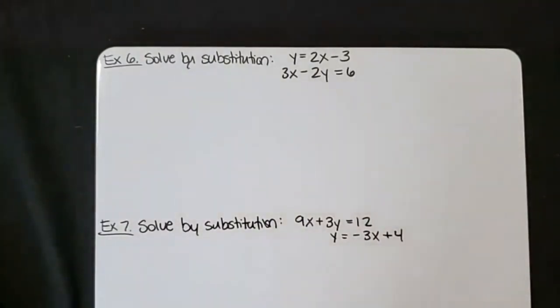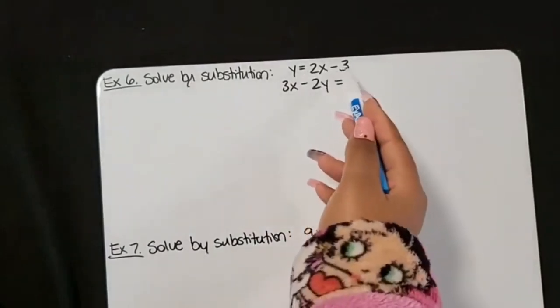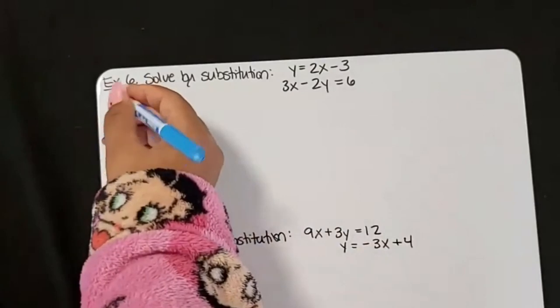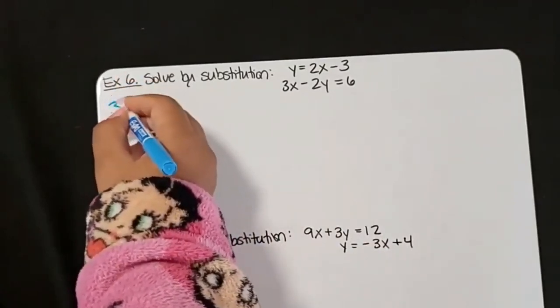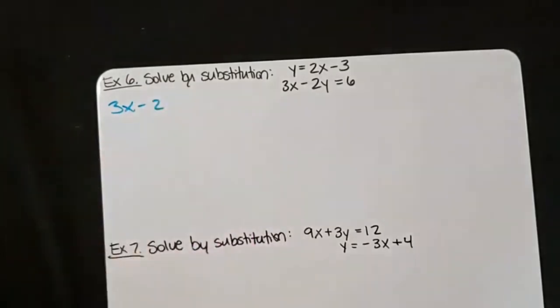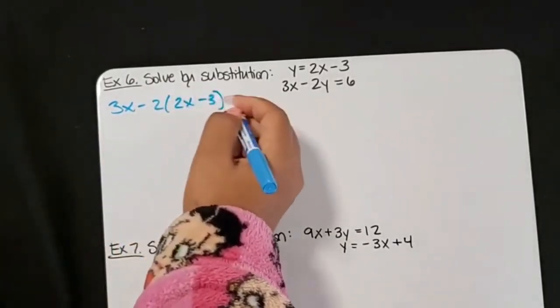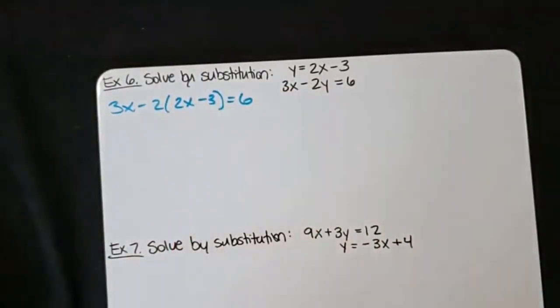All right, example 6. I already set up. We're going to plug in that 2x minus 3. We're going to plug that in for this y right here. So we got 3x minus 2. For that y, we're going to plug in 2x minus 3. And then we're going to keep our equals 6.